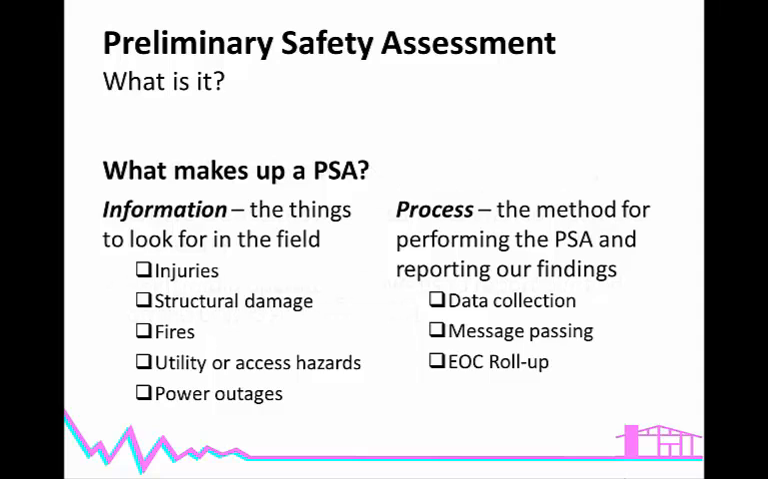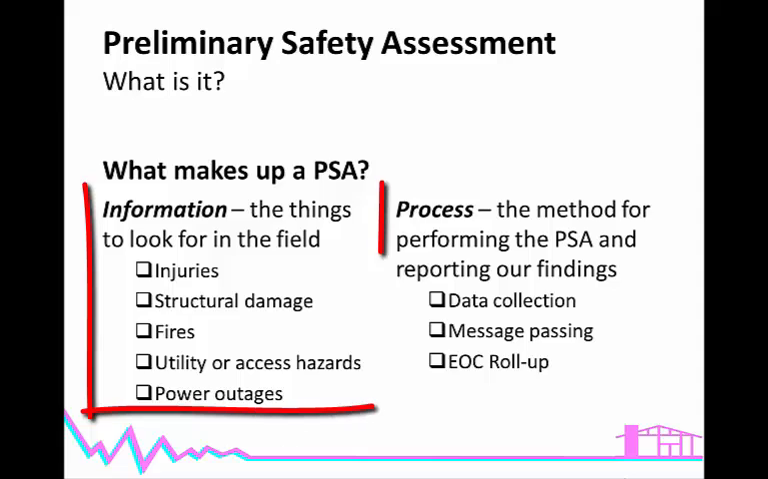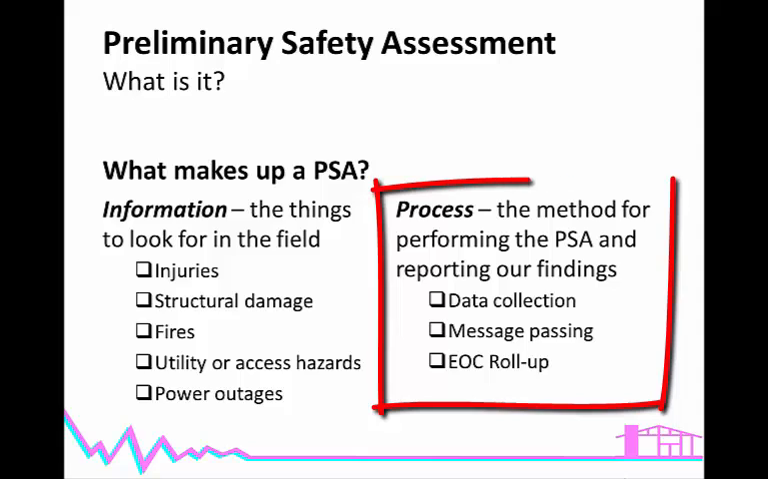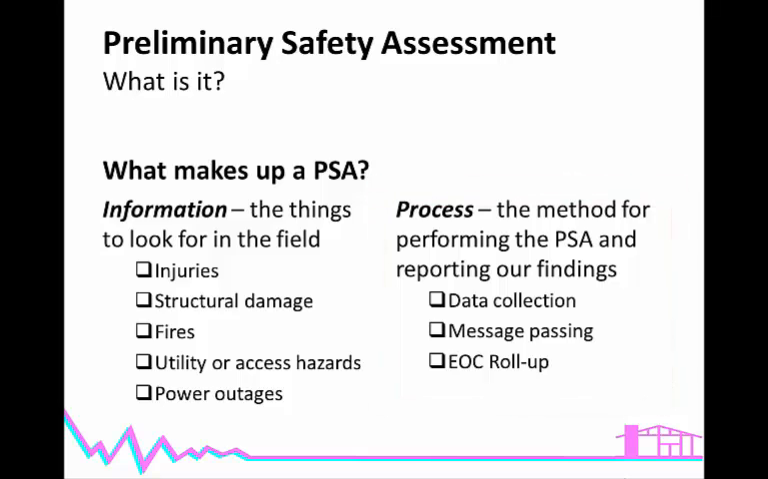There are two things that make up the PSA. First, it's the information. The information that we collect helps jumpstart the city's common operating picture and includes a view of things such as injuries, structural damage, fires, utility problems, road access problems, and power failures. It's also a process. The PSA defines how the information is to be collected, recorded, transmitted, and passed on to the EOC for their action.